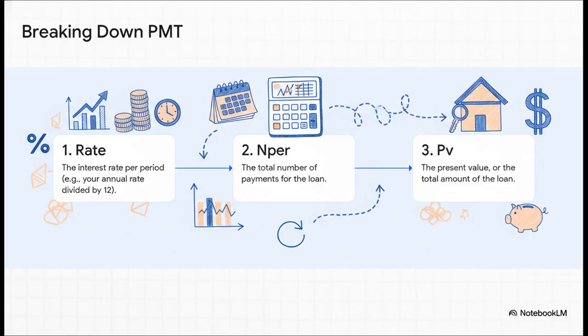So how does this thing actually work? Well, you just need to feed it three little pieces of information. First is the rate. That's your interest rate per period. So for a monthly payment, you take your annual rate and just divide it by 12. Next is NPER. That's the total number of payments you'll make. For example, a 30-year mortgage is 360 payments. And finally, PV, or present value. That's just your principal, the total amount you borrowed. You plug those in and bam, you've got your payment.